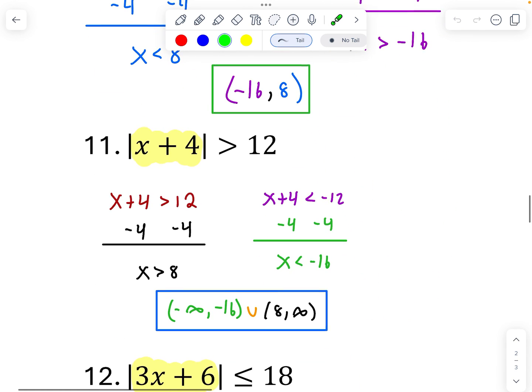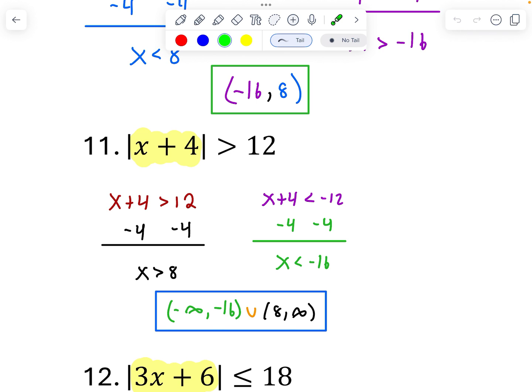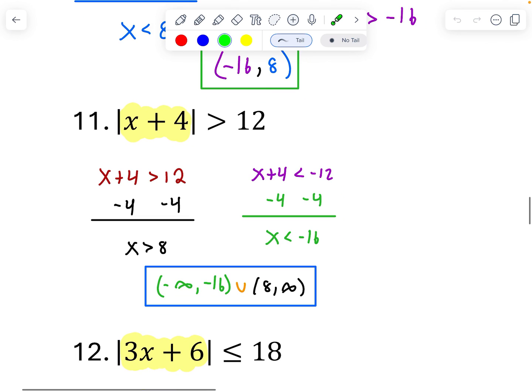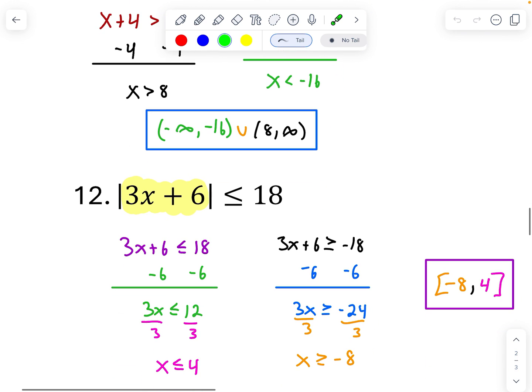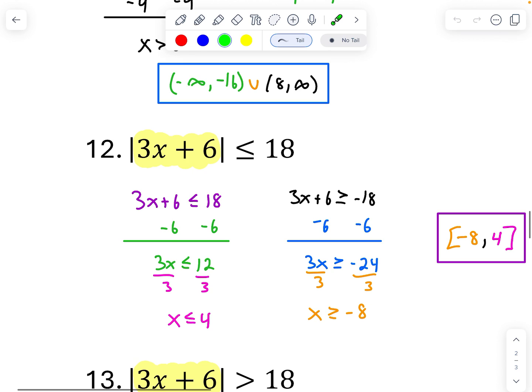All right, when you get to 11, now we need numbers that are more than 12 away from 0. So any number bigger than 12 will be more than 12 away from 0, but also any number less than negative 12 will be more than 12 away from 0 on a number line. You can see the steps here, and then here's our interval notation as we discussed in a previous problem on this video. So same thing is going on here.